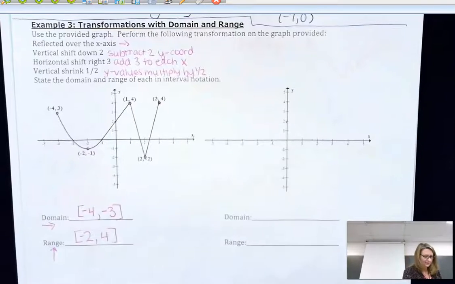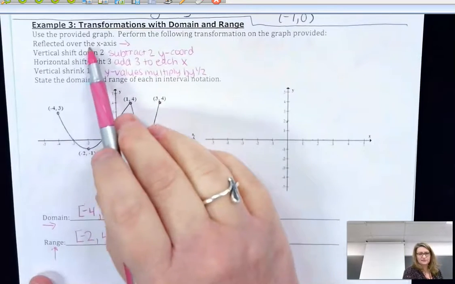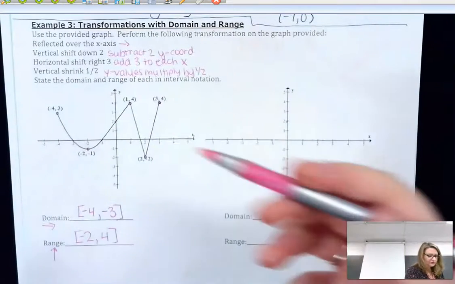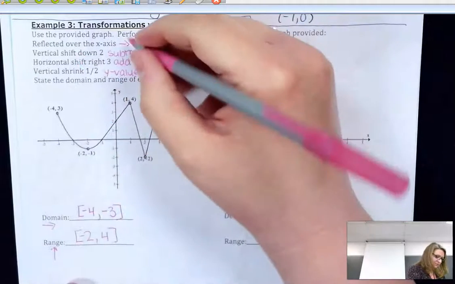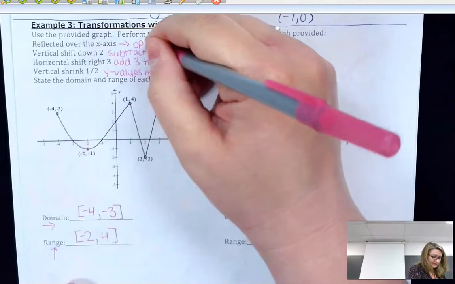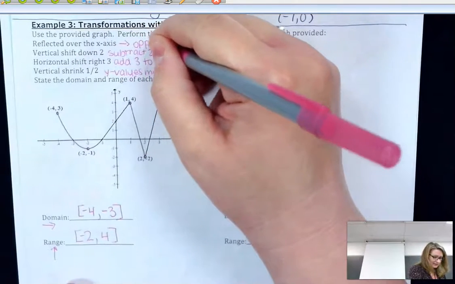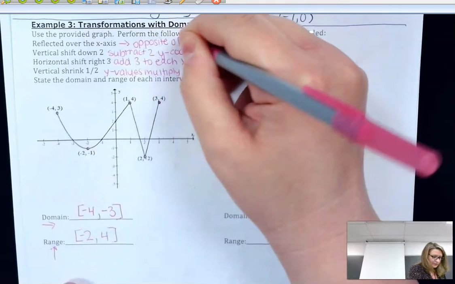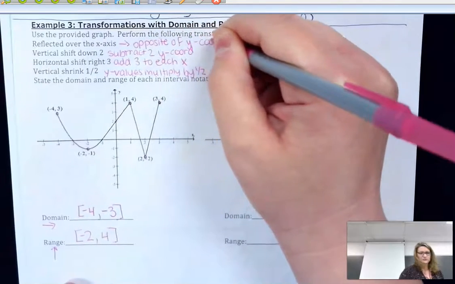And actually, let me come back up here. Reflected over the x-axis, I should have written a description for that too. If you reflect over the x-axis, your y coordinate is going to flip. So I'm going to do the opposite of my y coordinate. Sorry, I should have written that down as I was describing that.